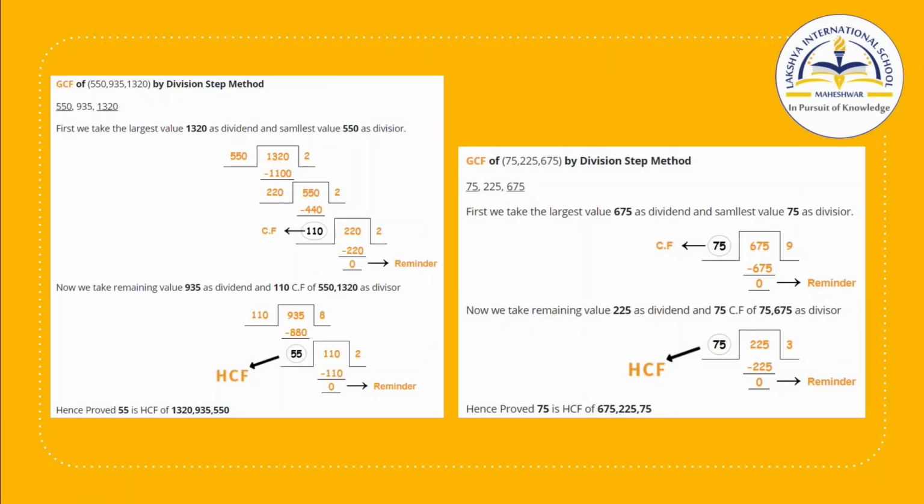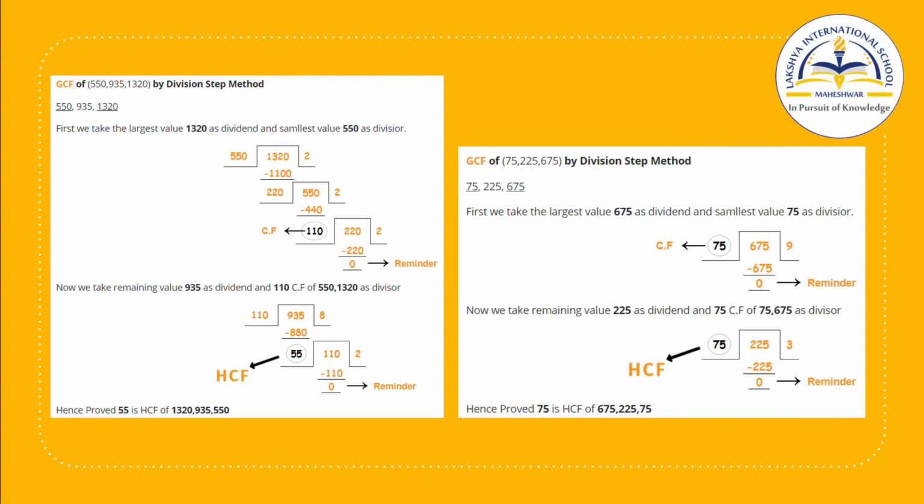Now question number 5. 550, 935, 1320. Now here first we will solve 1320 and 550. So we will take here 1320 and 550. 2 times 1100 when we subtract, and when we solve this we will get the HCF. Okay, now this is the common factor of these two numbers, that is 110. This is the common factor.